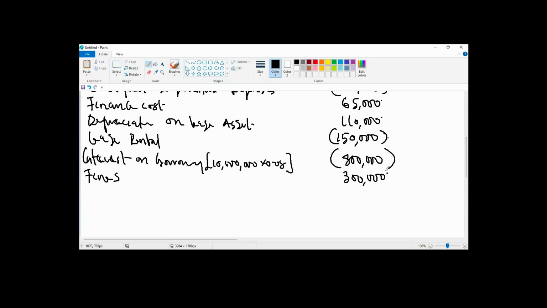Then a general provision. The general provision was increased from 400 to 500, so the increment is what you will take: 100,000. What do we do to general provision? Add back.